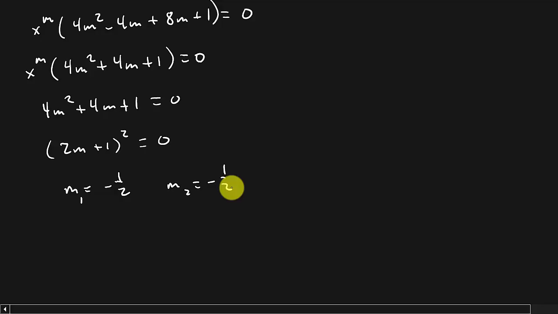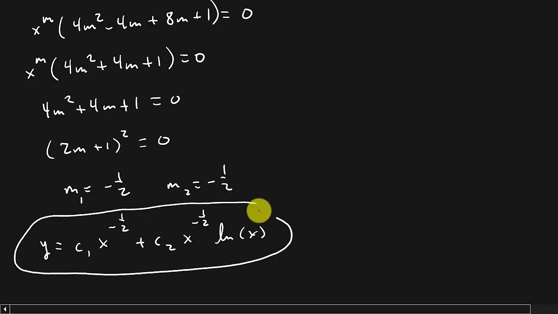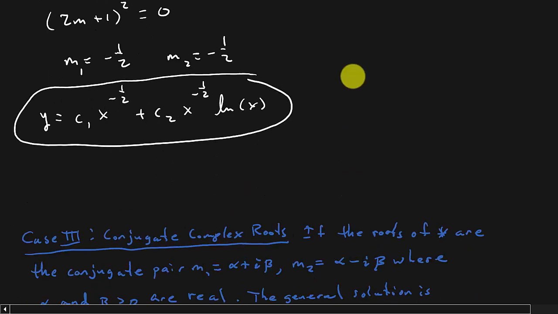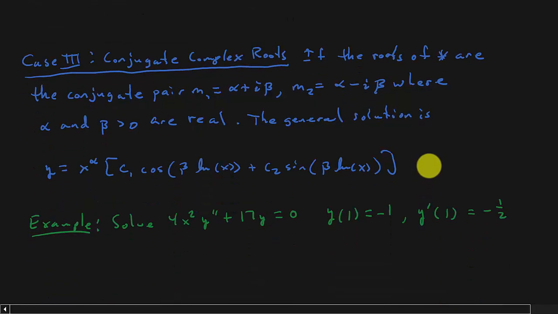Okay, and so now I've got y equals c1 x to the negative 1/2 plus c2 x to the negative 1/2 times what? Times natural log x. Okay. There you have it. See, it's really not that bad. It's not that bad.